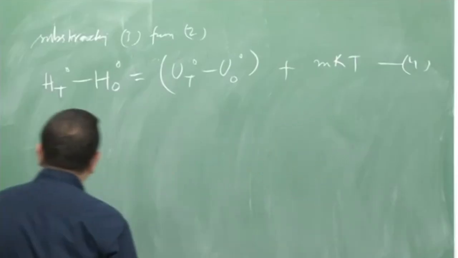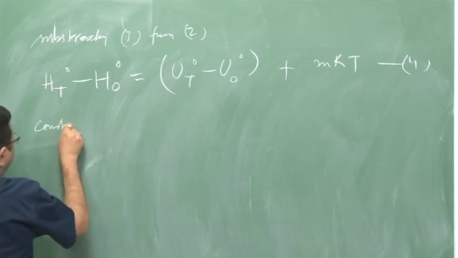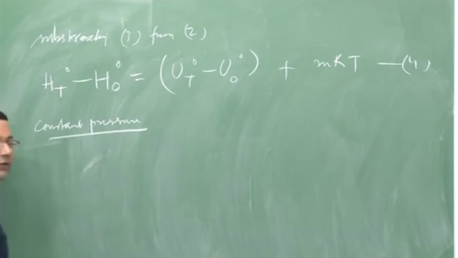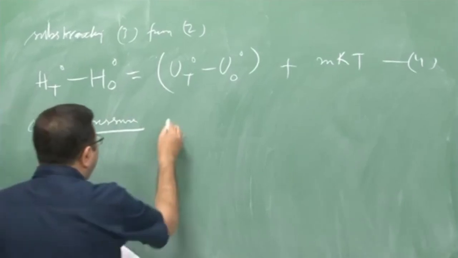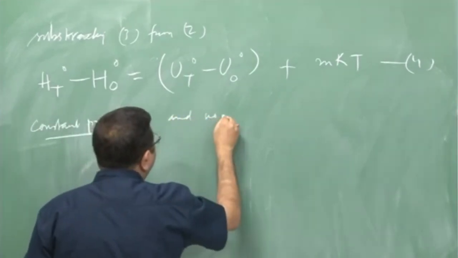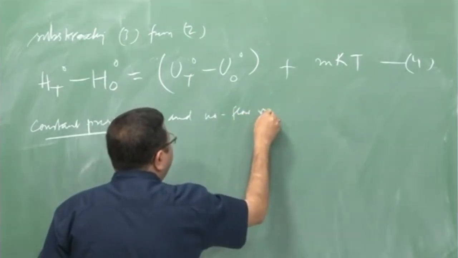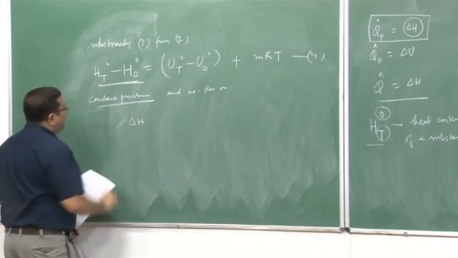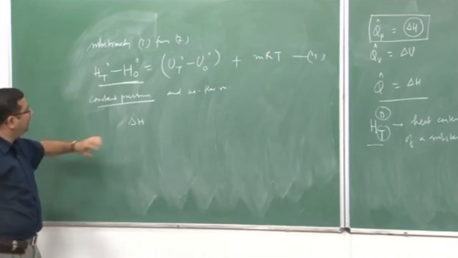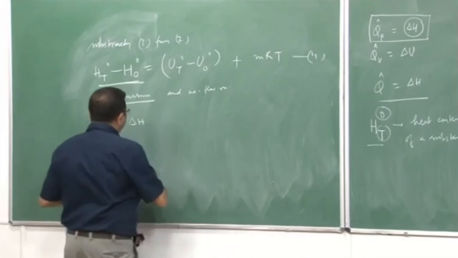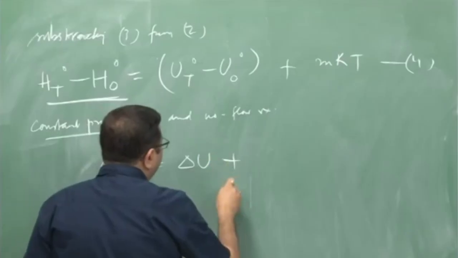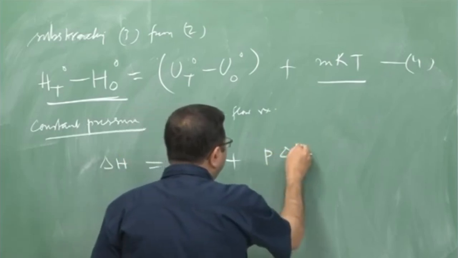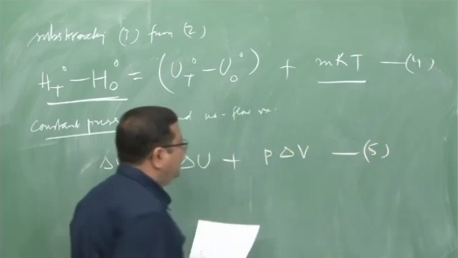If we consider a constant pressure, because that is how we have defined our heat of reaction, and a no flow reaction, then this is my delta H, the change in enthalpy, which is equal to the change in internal energy. So, this is delta U plus the mRT term, which is equal to the PdV work. Let me call this equation 5.